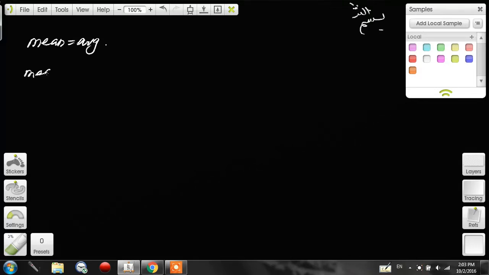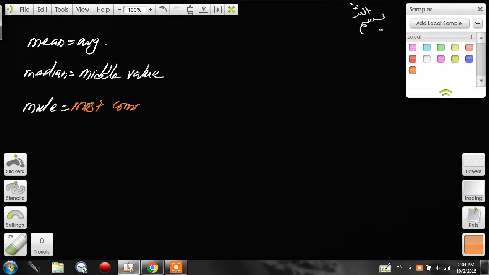We have learned median, which is the middle value of a set of numbers, of a set of data. And now we learn mode. Mode is the most common number. Most common number, or most common value.